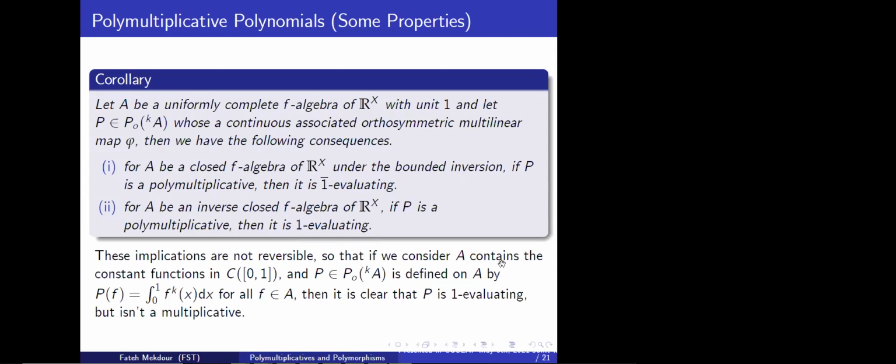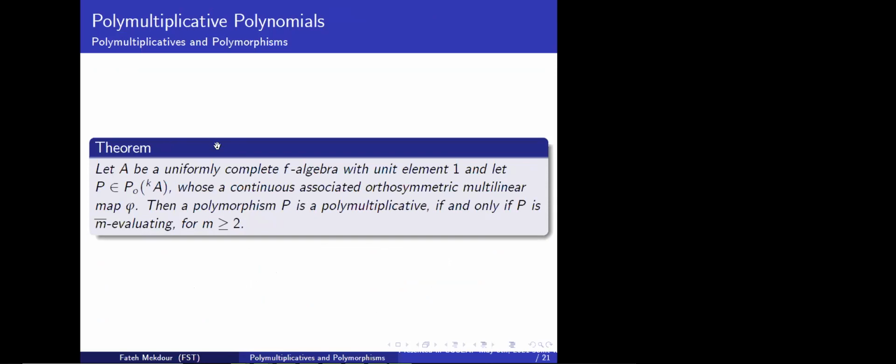So if we consider that A contains the constant functions in the space of continuous real functions on the interval [0,1], and P is a continuous orthogonally additive homogeneous polynomial defined on A by the integral of f to the power k in x, then it is clear that P is one-evaluating, by using the classical intermediate value theorem, but it isn't multiplicative.